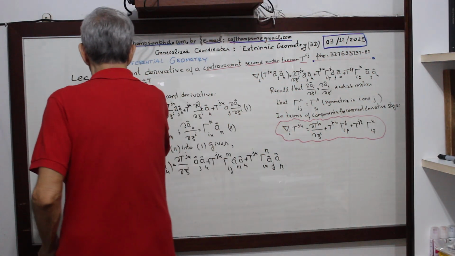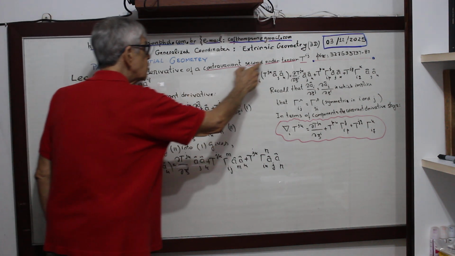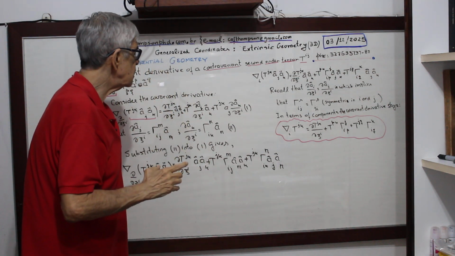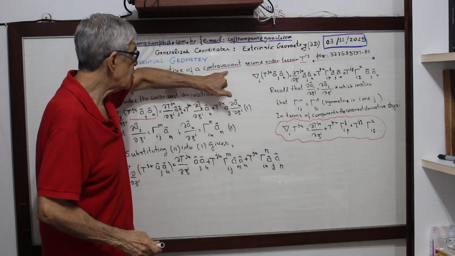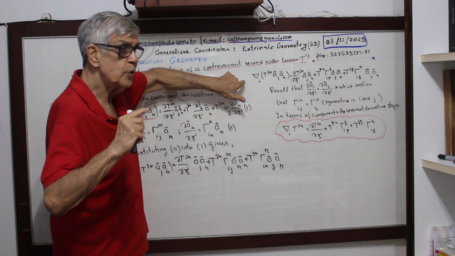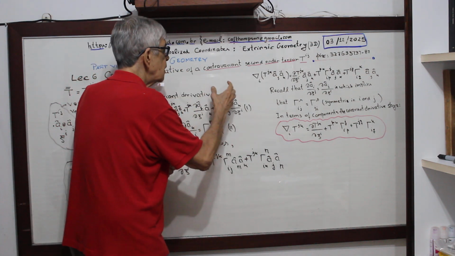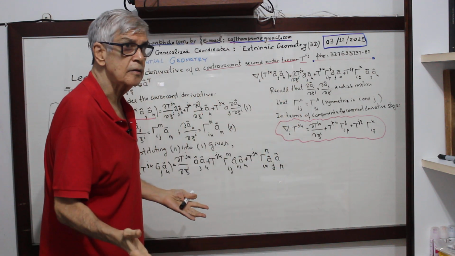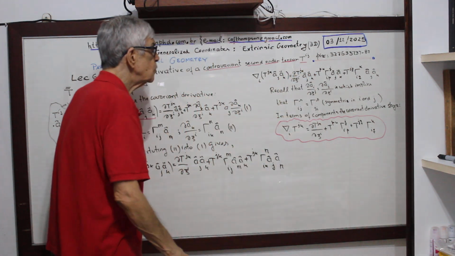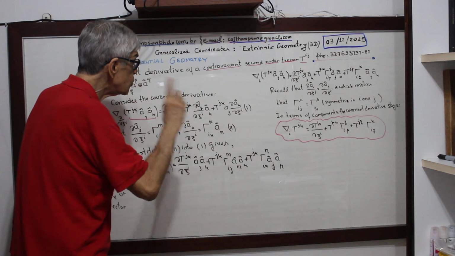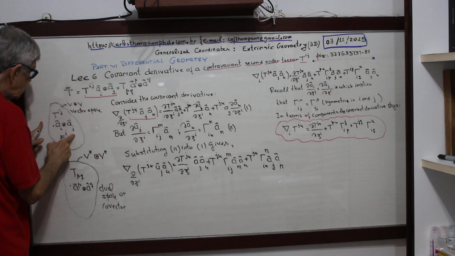Lecture 6. Covariant derivative of a contravariant second-order tensor. In general, in the literature, you see sometimes that this term here is related to the component. Because you call it a second-order tensor, the tensor is invariant, but contravariant is related to this component, which belongs to here, to the vector space.